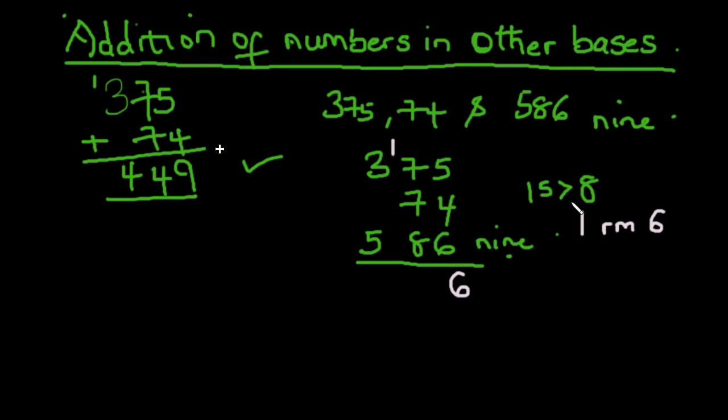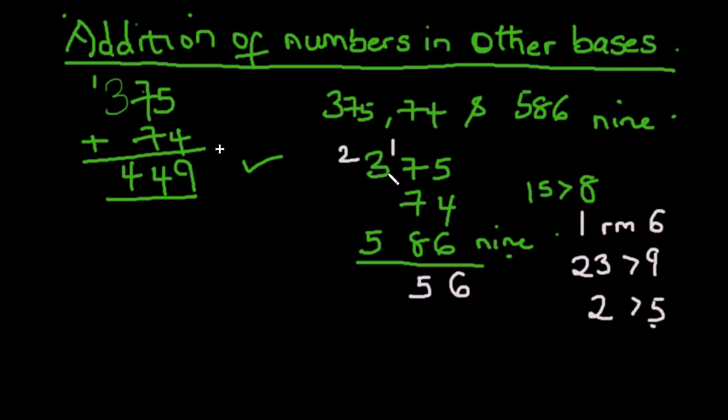But again, we cannot write 23 because 23 is greater than 9. So what do we do? We look for how many times 9 can go in 23, and that will be 2 because 9 multiplied by 2 is 18, remaining 5. So we write 5 and bring our 2 here.